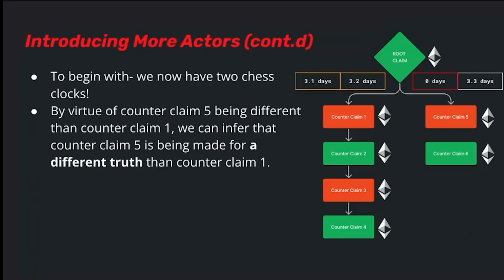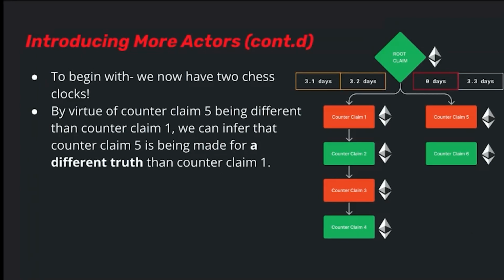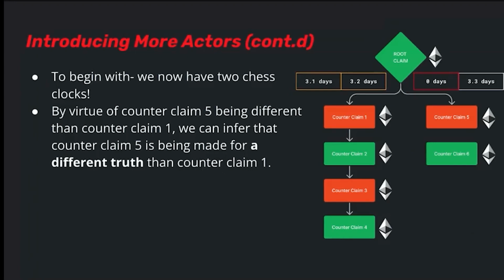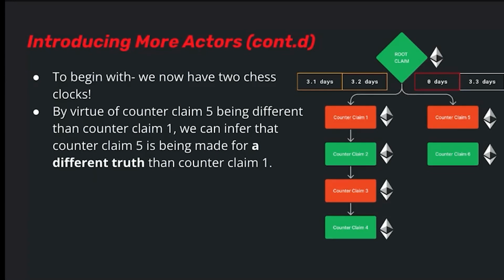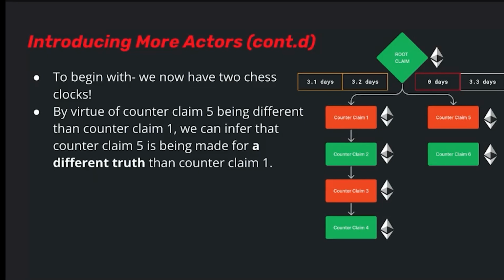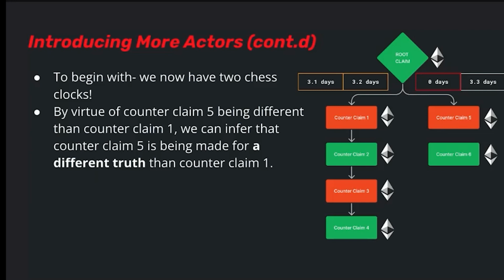So, we now have two chess clocks. By virtue of counterclaim 5 being different than counterclaim 1, we can infer that counterclaim 5 is being made for a different truth than counterclaim 1. Because if counterclaim 5's history agreed with counterclaim 1, they would have done nothing because they agreed with counterclaim 1, and that was the counterclaim that they would have made if this one didn't already exist. So by virtue of them creating this, it means that they also disagree with this claim.